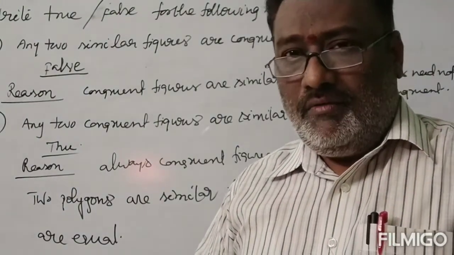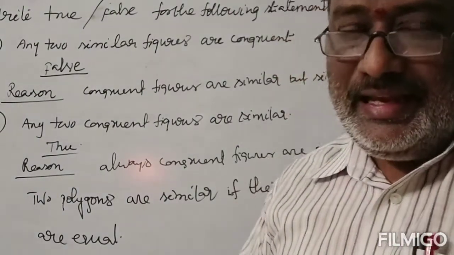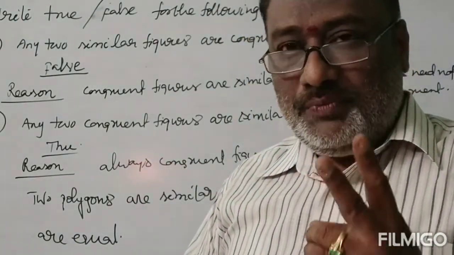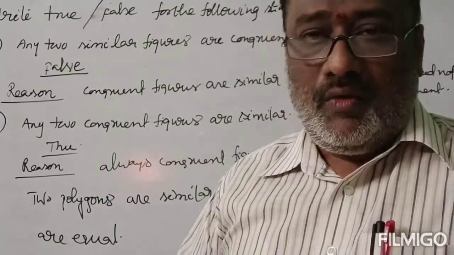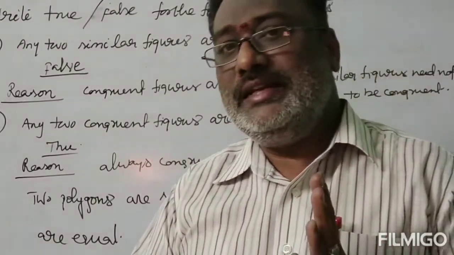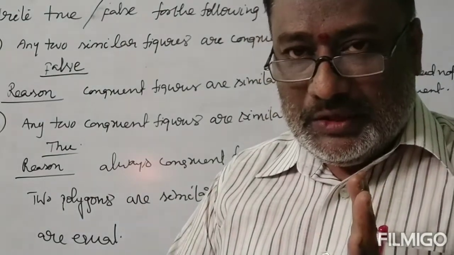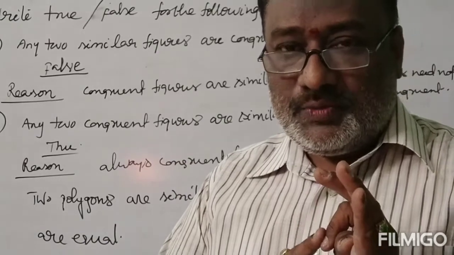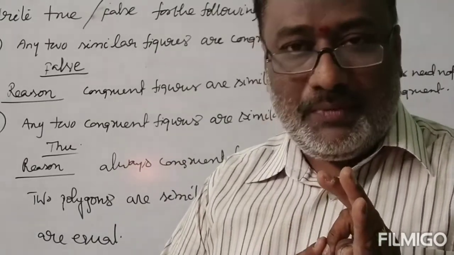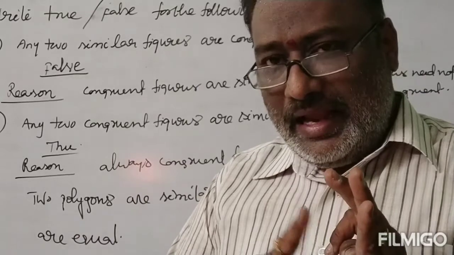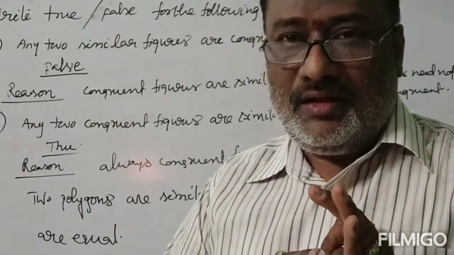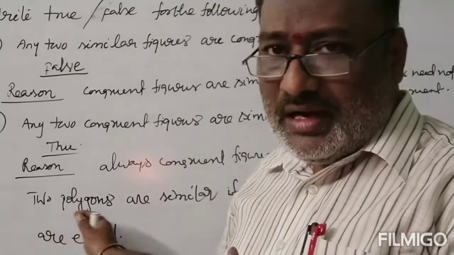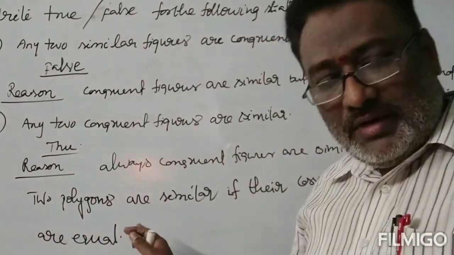So here, to say the given two polygons are similar, two conditions should be followed by the two polygons. What are the two conditions? First condition is all corresponding angles of the two polygons are equal. And second condition is their corresponding sides must be in proportion. So if any one of these two conditions fails, the two polygons are not similar. Only one condition has been given here. What is that condition?